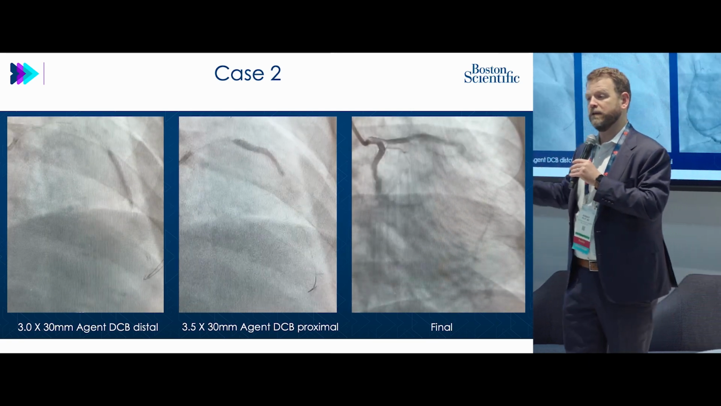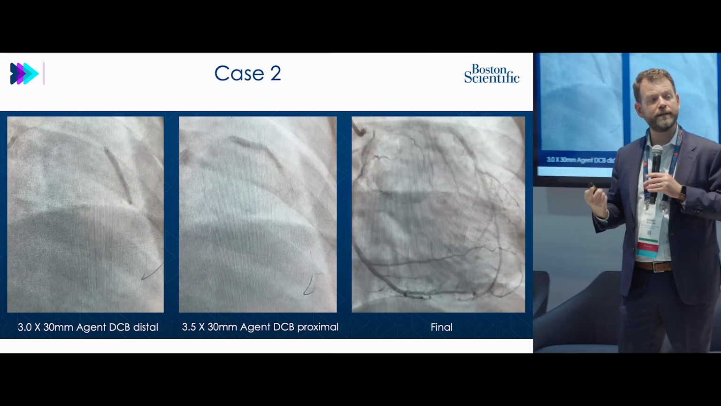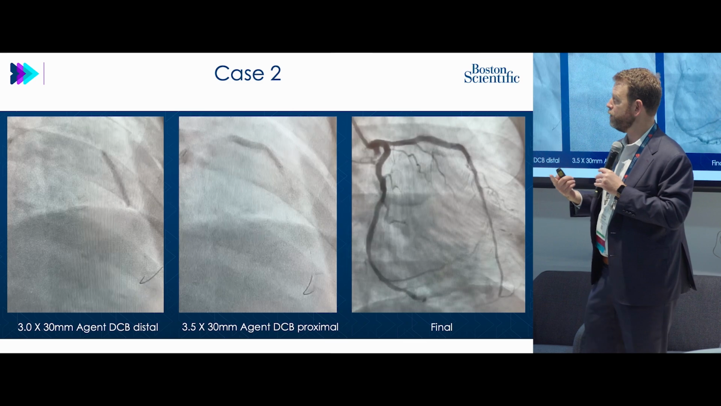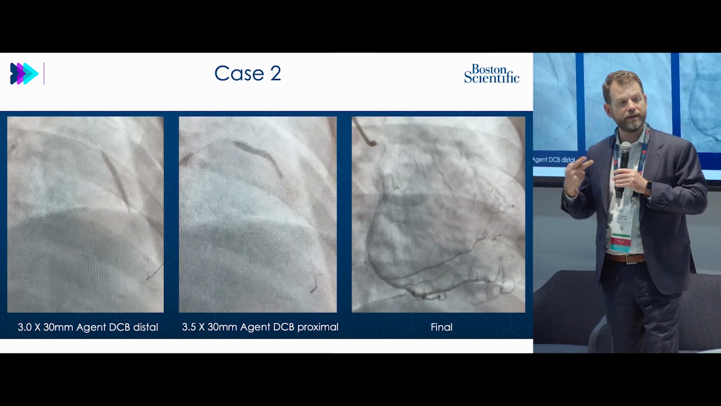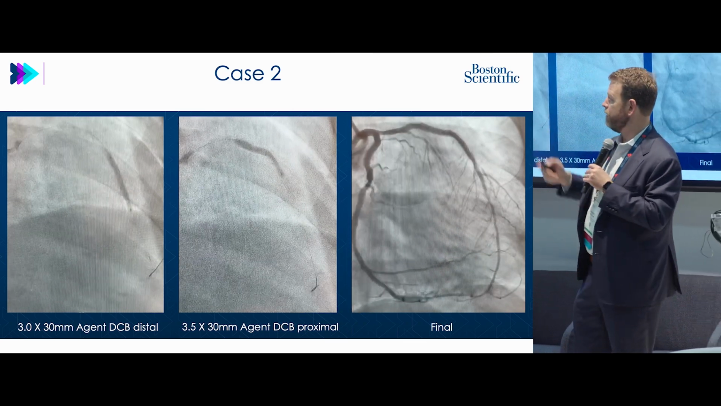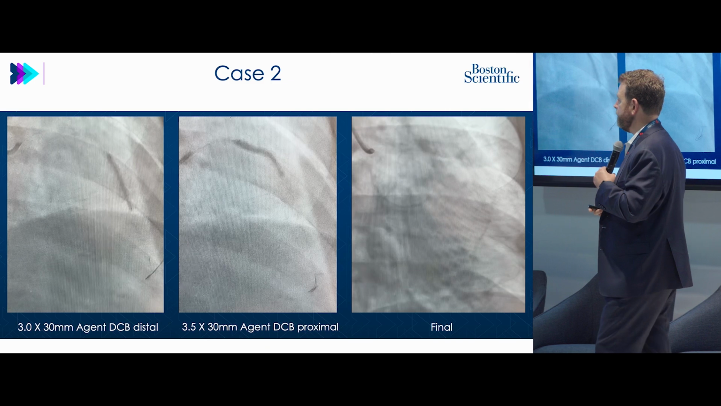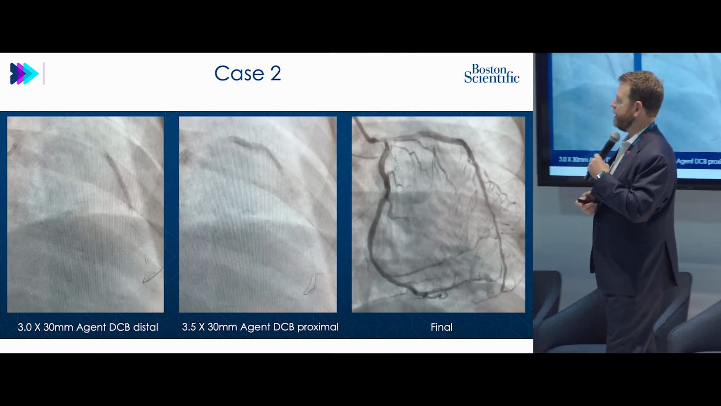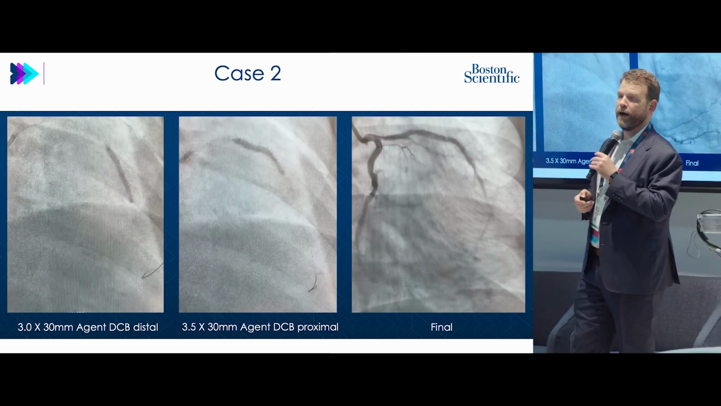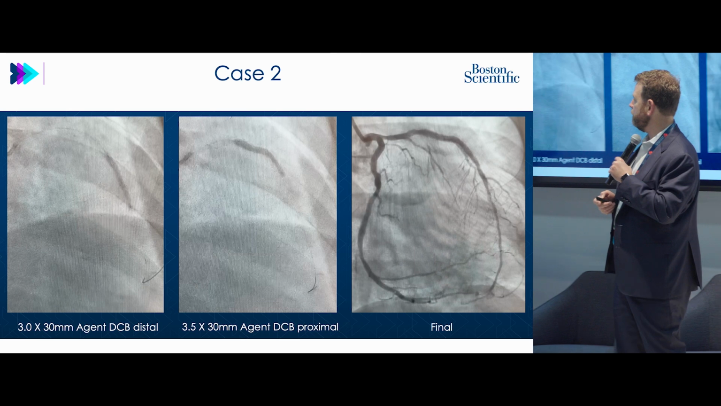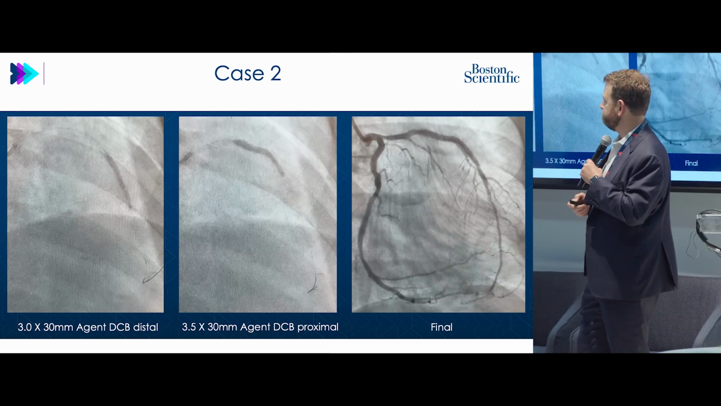That's where the agents can really be helpful, because we're treating the disease, right? We've prepped it with our Wolverines. Now we get drug there and significantly reduce our risk of those stents failing again in future. So 3.0 x 30 agent distally, 3.5 x 30 agent proximal to the mid vessel. Then we get this angiographic result.